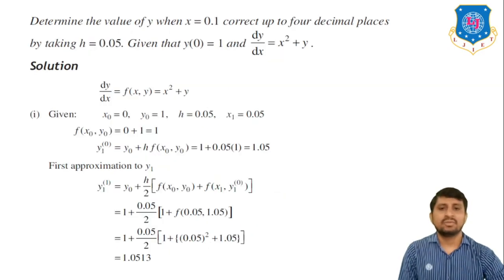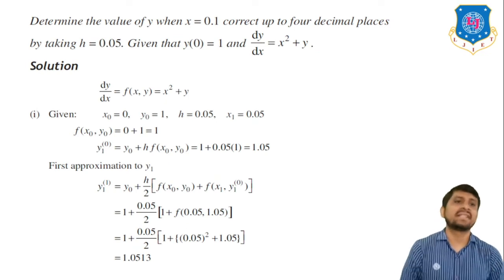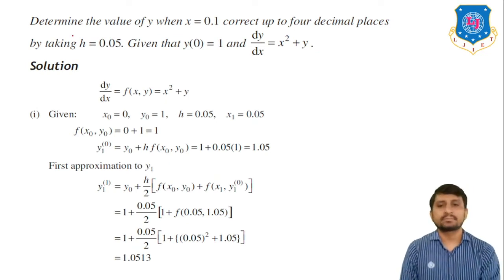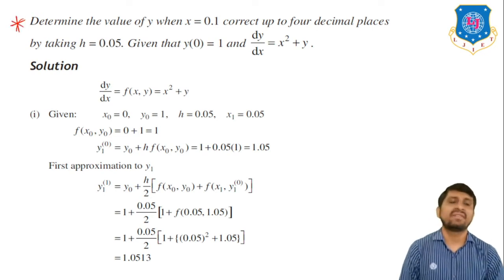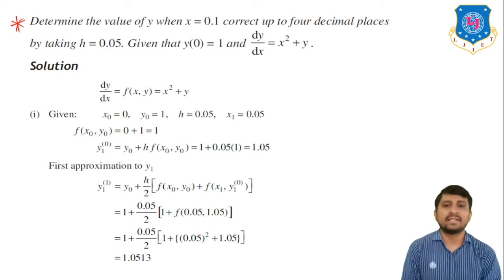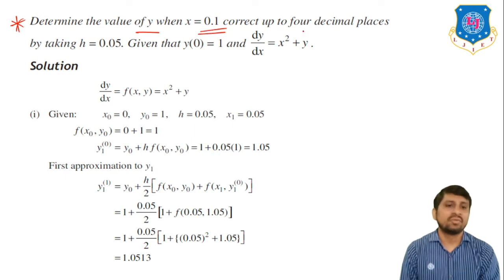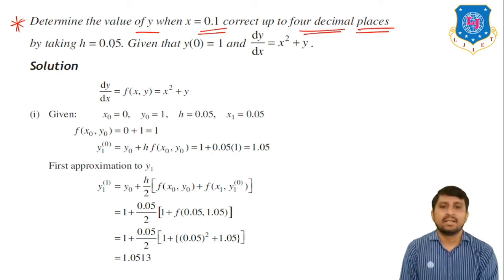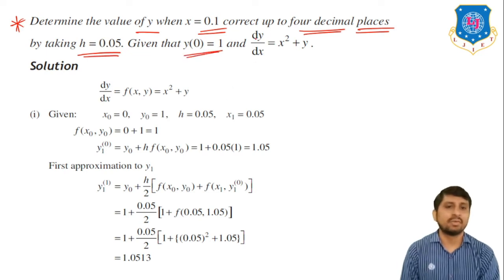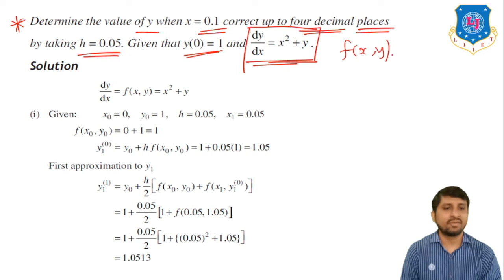So let's try to understand the method using one example. Please try to understand this example very carefully, because modified Euler's method examples are quite lengthy. Determine the value of y when x is equal to 0.1, correct up to 4 decimal places. h is 0.05, already given. Given that y of 0 is equal to 1, dy by dx is equal to x square plus y. So the function f of x y is x square plus y.